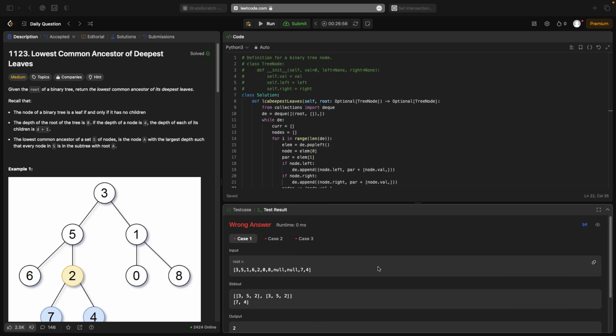So today we'll be doing a binary tree question. The idea is to identify the lowest common ancestor of the deepest leaves. So what does the deepest leaf actually mean?